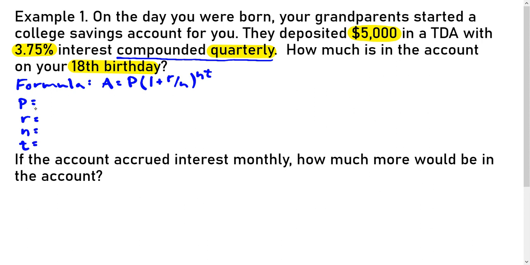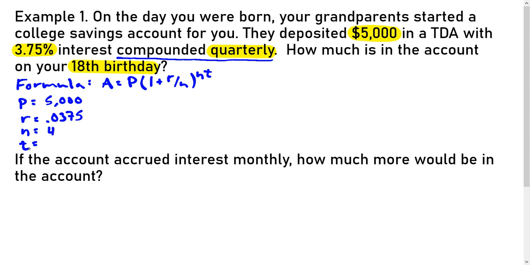So P is your principal. Well, how much did your grandparents put in your college account? $5,000. How nice of them. Give them a big hug. Okay. Your interest rate is 3.75%, but I can't write 3.75%. I have to convert that into a decimal. So that's 0.0375. Okay, move that decimal place over twice. n is the frequency of compounding. It says quarterly, so the value of n is 4.